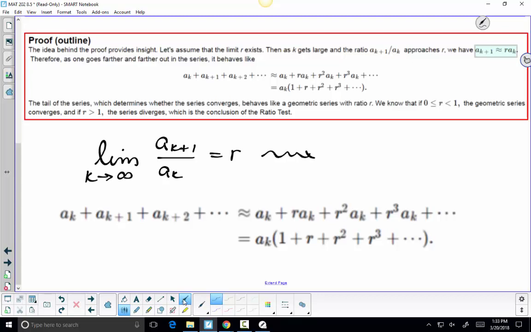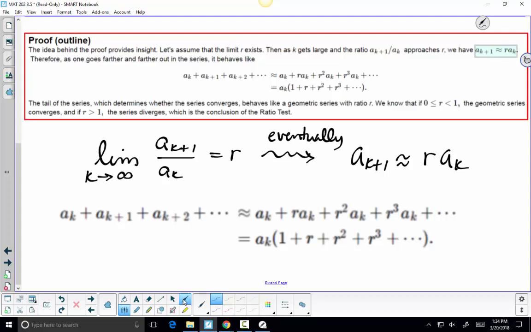Doesn't this mean that eventually, out in the tail of the series where convergence is decided, a sub k plus 1 is approximately equal to r times a sub k? If this ratio eventually is getting close to r, that means eventually a sub k plus 1 is about r times a sub k. That's a geometric series. If you look out in the tail, a sub k, then a sub k plus 1, then a sub k plus 2, well, if a sub k plus 1 is about r times a sub k, then the subsequent term would be r times the previous term. And so we end up building the tail that looks like a geometric series. We multiply by r, multiply by r, multiply by r, multiply by r. So if it's a geometric series, we know that we have convergence if r is less than 1 in magnitude.